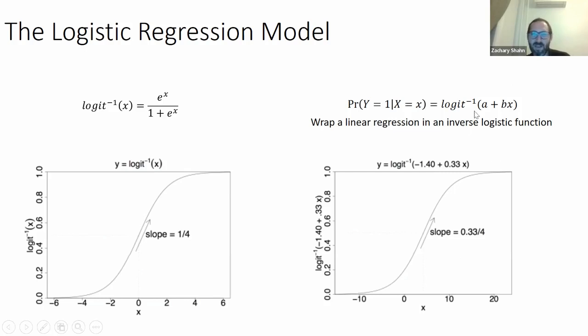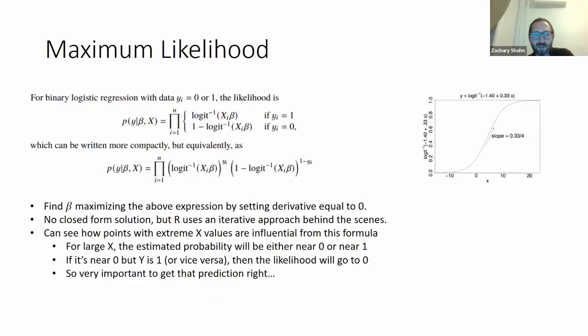But then when you stick it inside this logit inverse function, it just makes it gradually approach but never exceed 1, and gradually approach but never exceed 0, as x gets really big and as a plus bx gets really big. So whatever your x value is, and it could be multivariate, you take that linear function of it and take the logit inverse of that. This gives you some value between 0 and 1. That's your estimate of the probability that y is equal to 1.